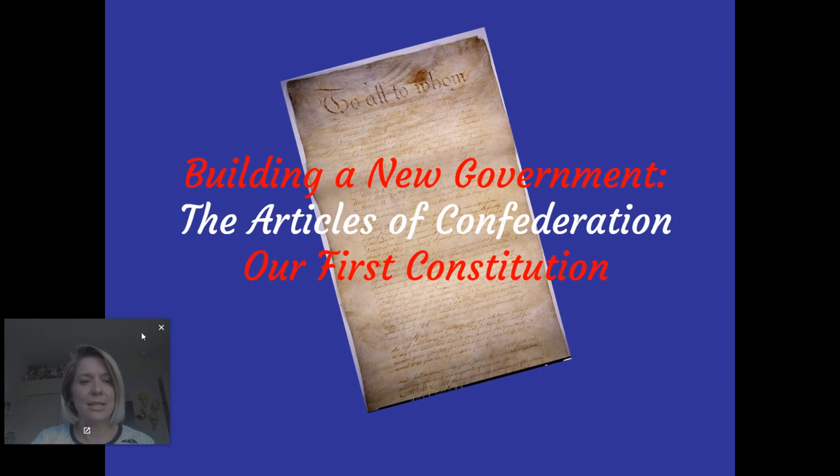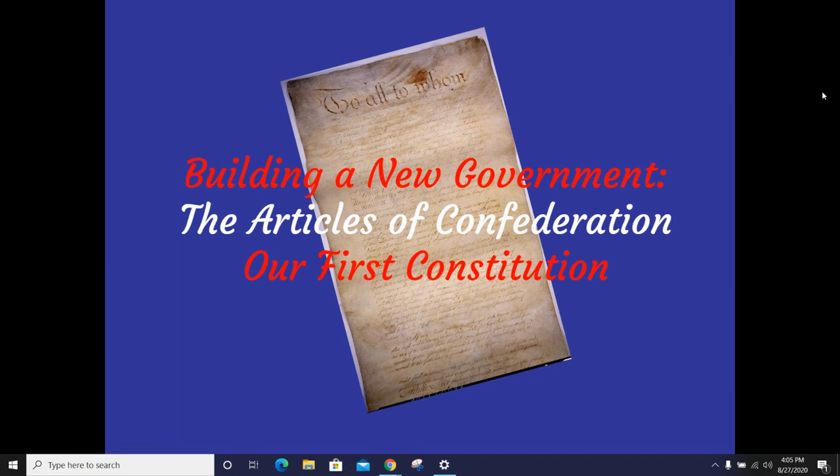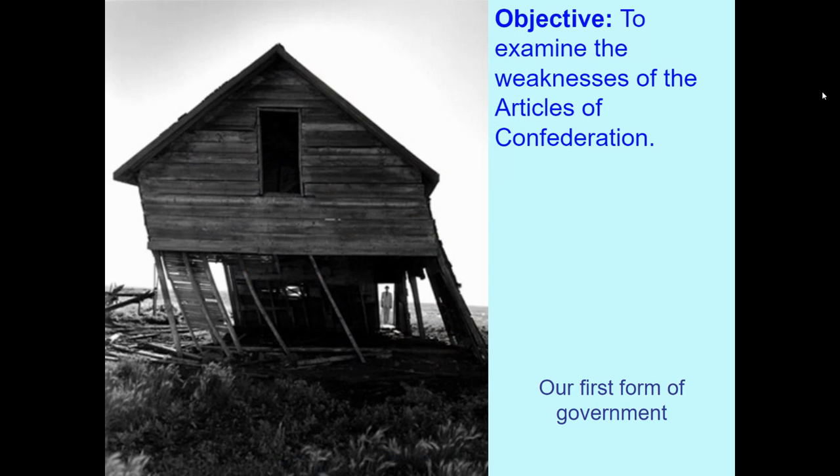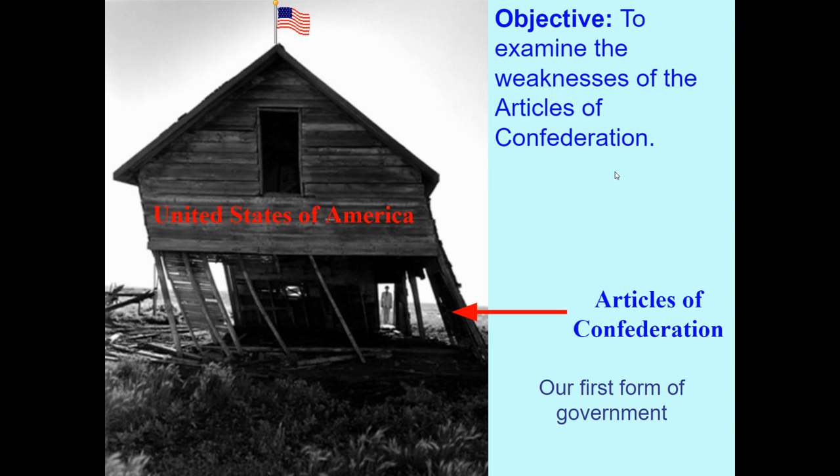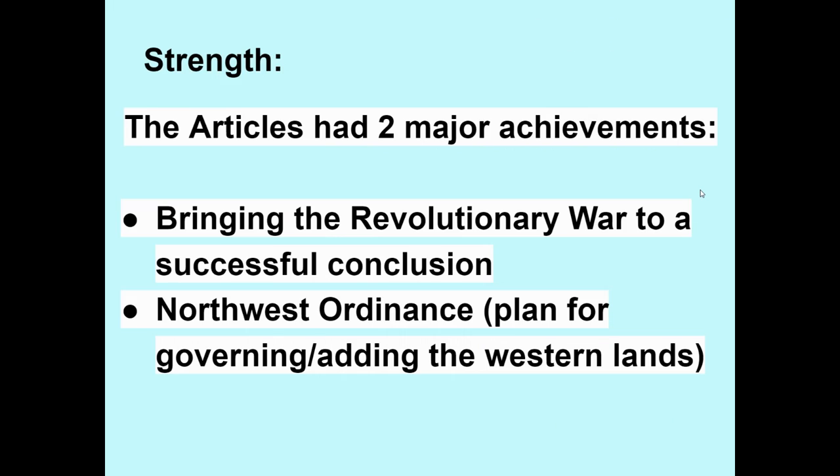So let's go ahead and discuss this together so you get a gist of what we're talking about. Now, our objective is basically to examine the weaknesses of the Articles of Confederation. Because again, notice that I say that this is, in fact, our first constitution, meaning our first form of government. But what you should notice right out of the gates is that, much like the house in this picture, our first government was a little bit weak in the knees, or a little weak in the foundations, meaning that while it was in play and it did serve its purpose, there were certain aspects of it that weren't quite as strong as they should have been.